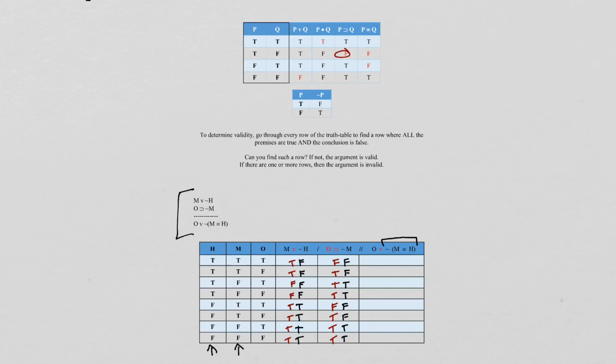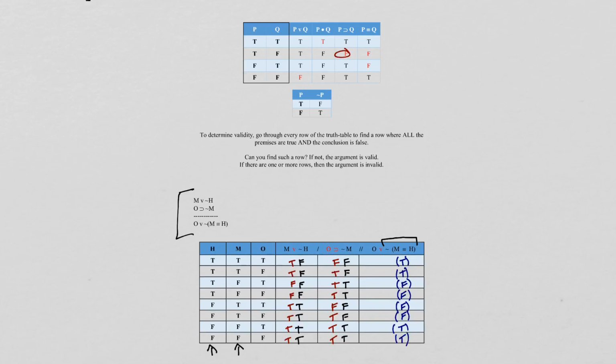So we got true and true. Okay. That'll be true. True and true. True. True and false. False. True and false. False. False and true. False. False and true. False. False and false. True. False and false. True. And again, I like to do the little parentheses around it. That way you don't get confused.